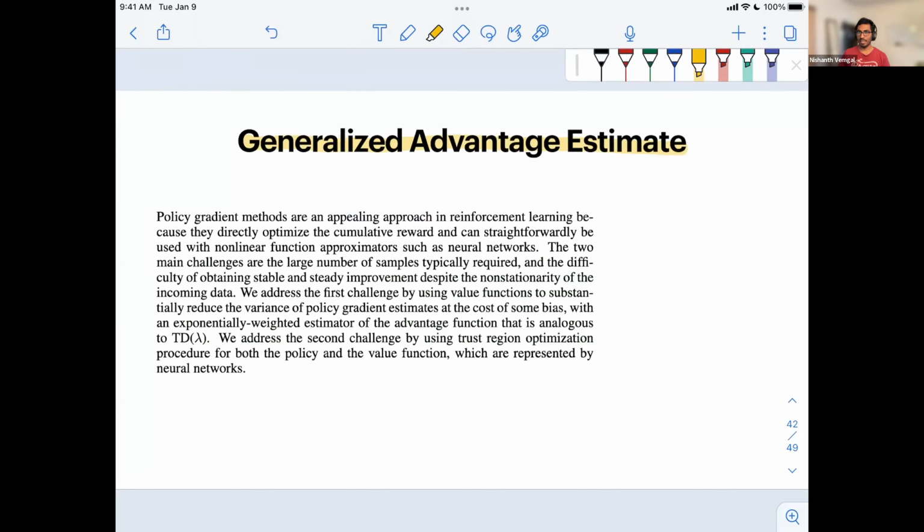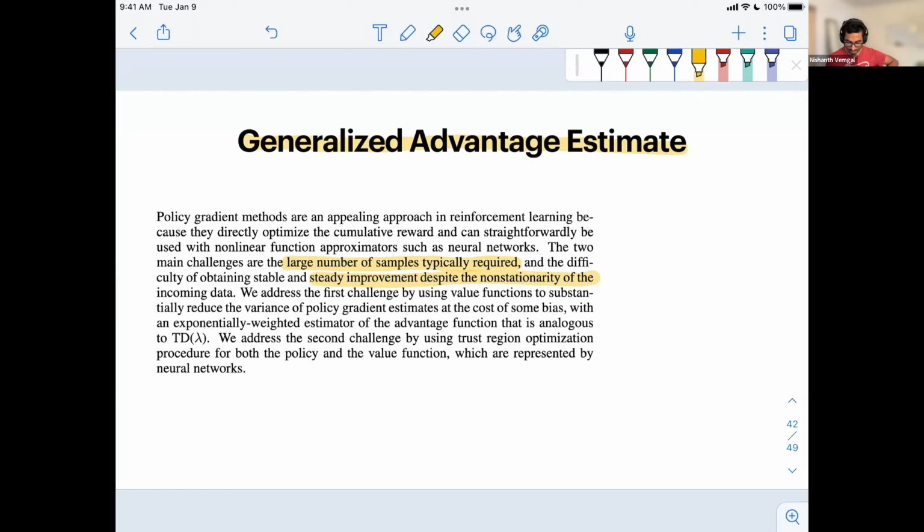Before we get there, I want to quickly point out the motivation here. What they're saying is there are two challenges in policy gradient methods. One is they require large samples, and the other is that they don't have steady improvement because of non-stationarity. Large samples is because of temporal credit assignment and variance in the updates, and there's no steady improvement because your policy is continuously changing. The agent is visiting new states. As a result, there is non-stationarity, and then there's no consistent improvement.